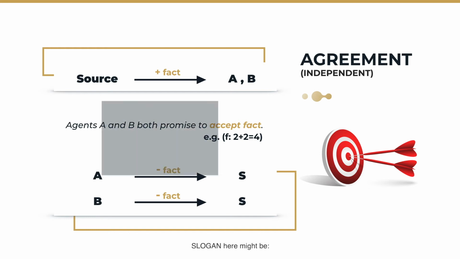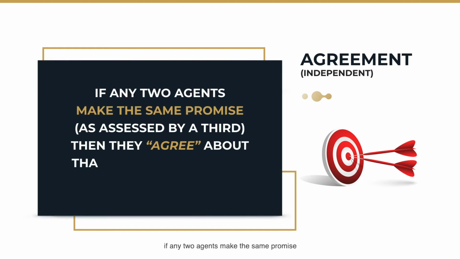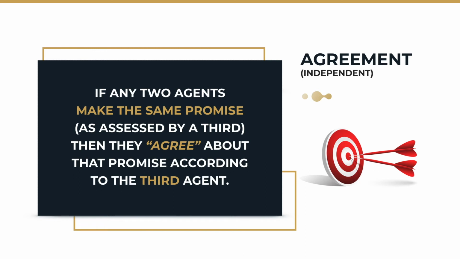The slogan here might be, if any two agents make the same promise as assessed by a third, then they agree about that promise according to that third agent. Let's be clear though. The third party, the source in this example, doesn't know that the information arrived undistorted or whether A and B misheard. It only knows that they agree or accept, but it knows that each, according to its own best efforts, promises the same thing. So that's as much certainty as it's possible to get. The meaning of agreement is therefore mutual acceptance of the same fact by a third party, a bullseye.